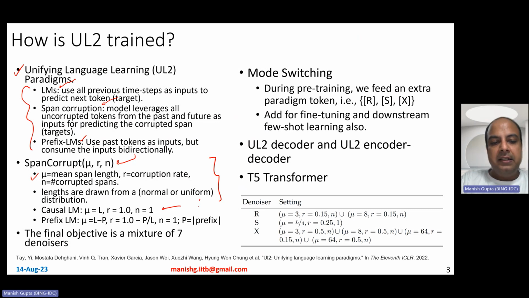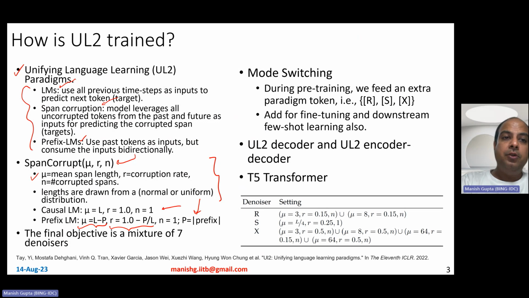On the other hand, you can also express prefix LM as follows. mu equal to L minus P, where P is the prefix length. The prefix you don't mask, so except for the prefix, everything else you mask. Therefore, that's the mu, right? And the corruption rate is 1 minus P by L, because you've not masked P and the total length is L. And n equal to 1 because there is only one span that you're masking out.